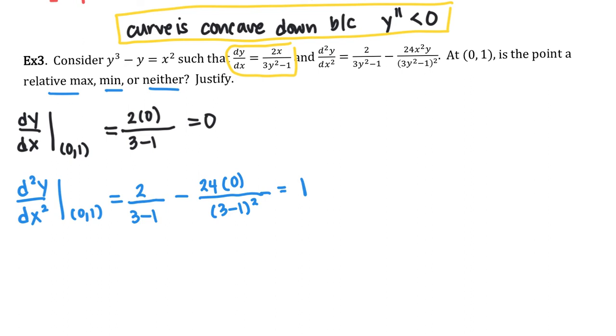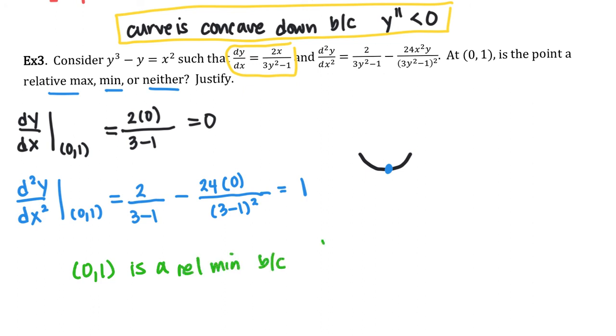Okay, now let me think about the second derivative test. I know that at 0, 1, the derivative is 0, so it's a critical number. I know that the second derivative is 1, which means it's concave up at that point. So if it's concave up at that point, then it must mean that that point is a relative minimum. So let me write an answer to the question. At 0, 1 is the point a relative maximum, minimum, or neither? Okay, 0, 1 is a relative minimum.